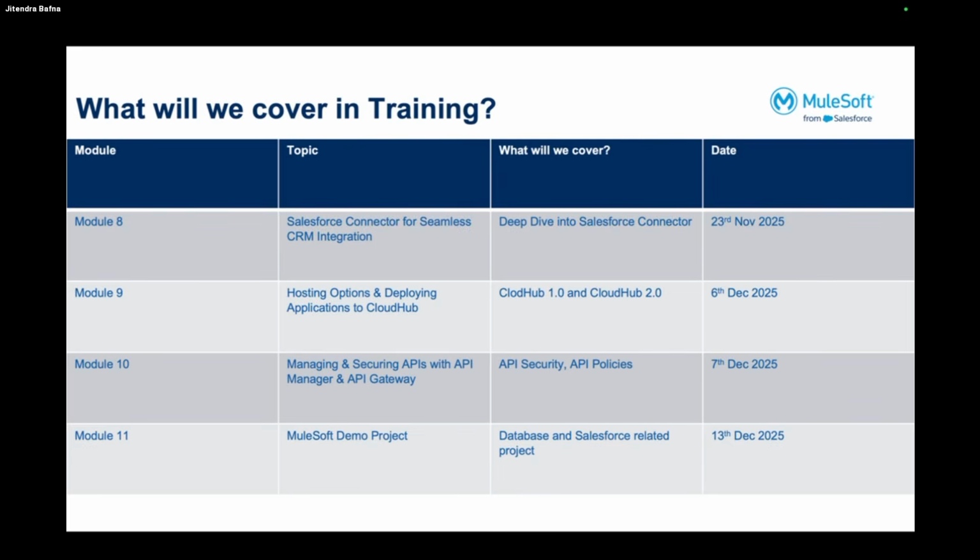In Module 9, we will talk about all the hosting options. In Module 10, we will talk about how, once we deploy the API, we can manage the complete API lifecycle, how we can secure the API, and what different API policies we can apply to ensure that whenever a request comes in, it is authorized and authenticated.